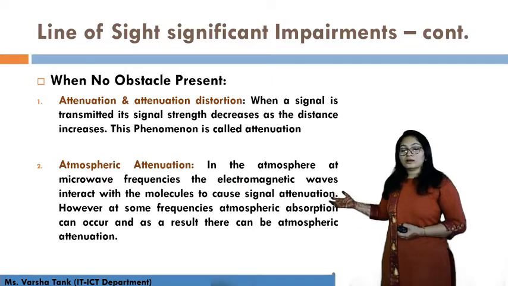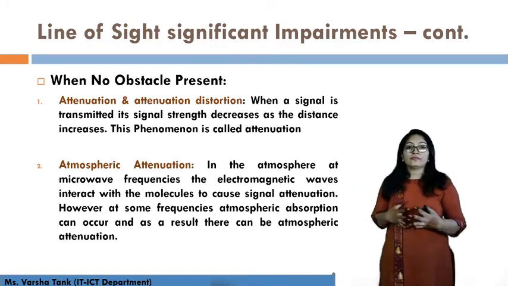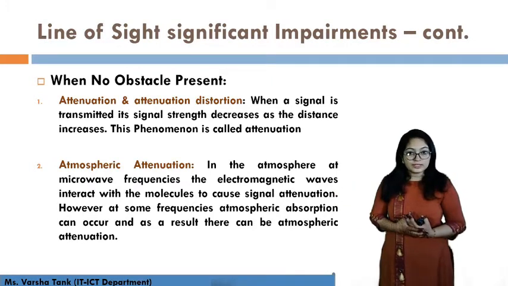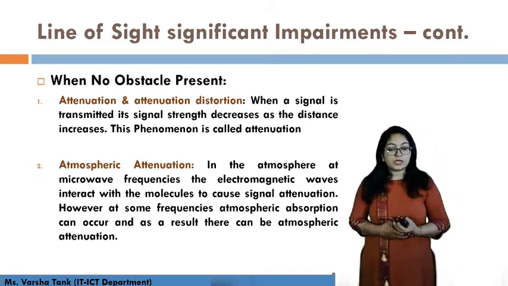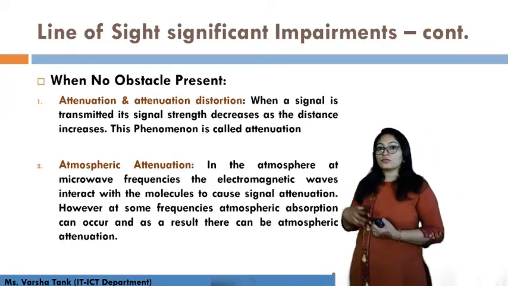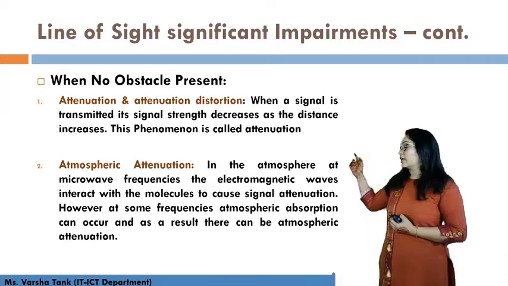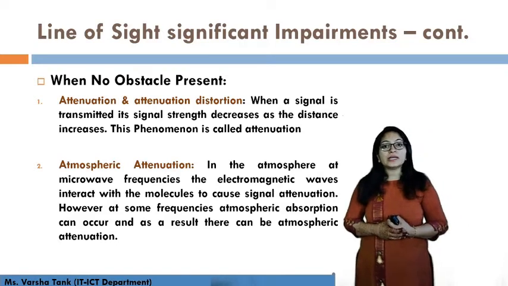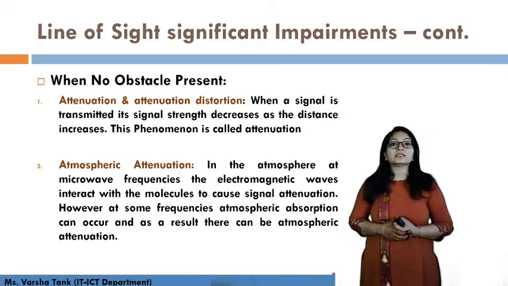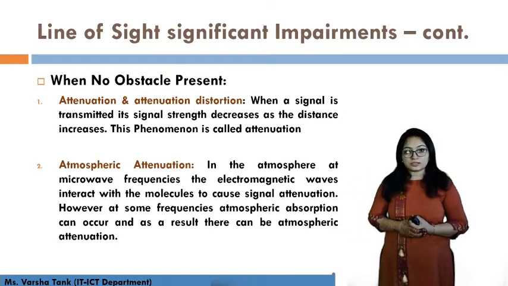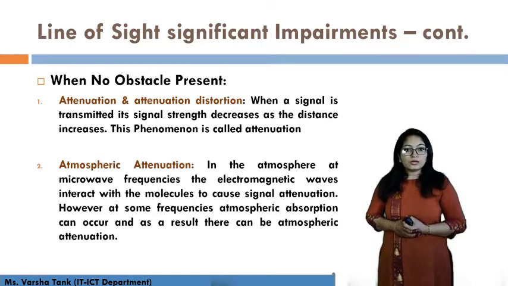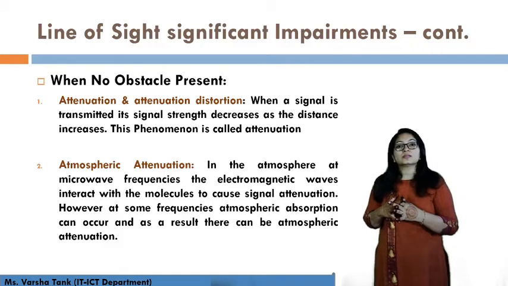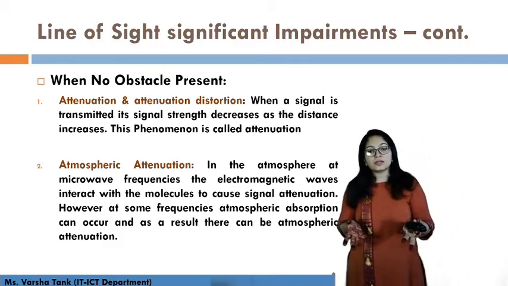Okay, so we have seen all the effects when an obstacle is present. Now we will see the effects when no obstacle is present. Basically there are three effects. First is what? Attenuation and attenuation distortion. When a signal is transmitted, its signal strength decreases as the distance increases. This phenomenon is called attenuation.